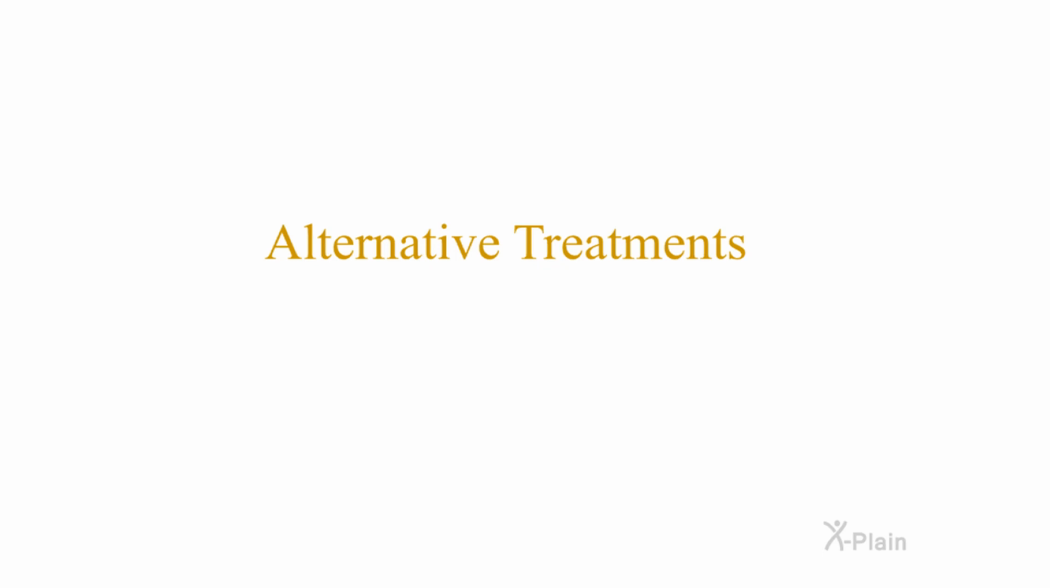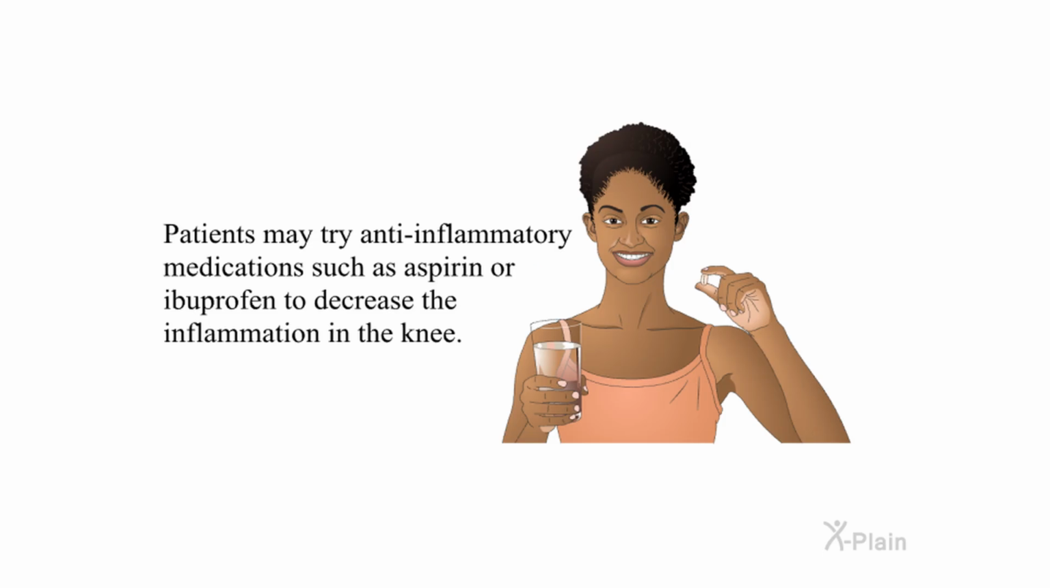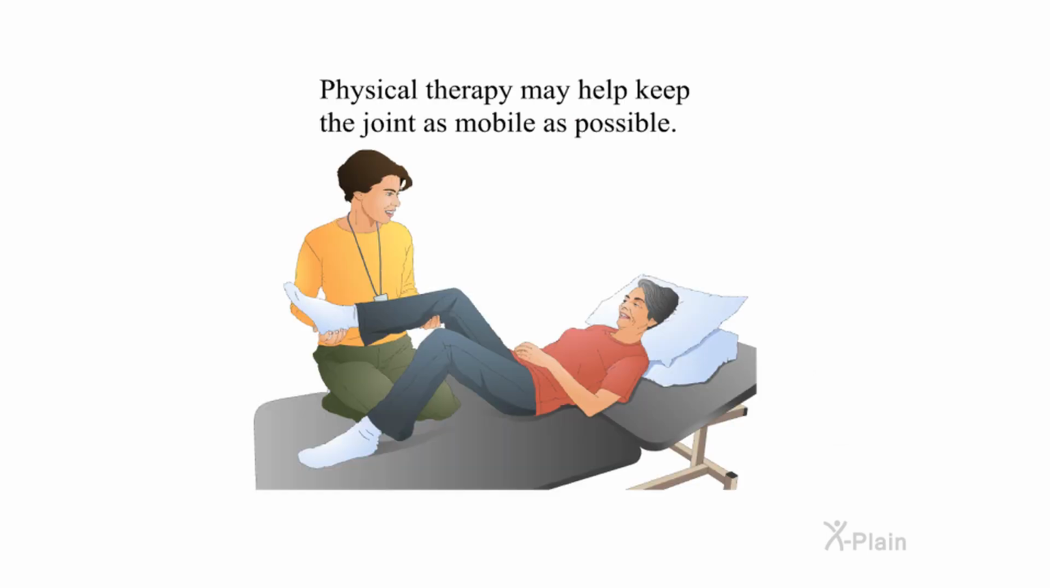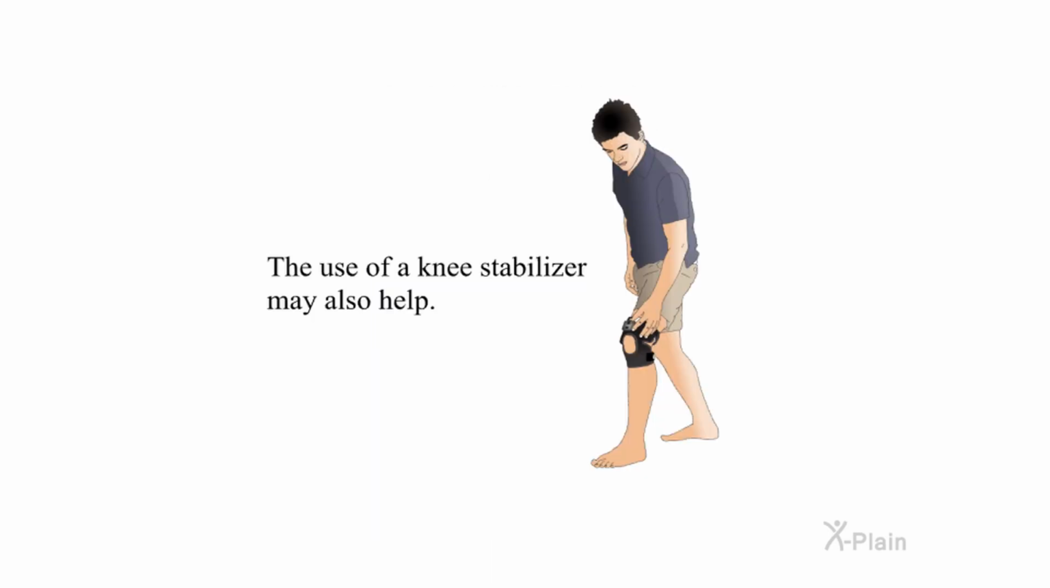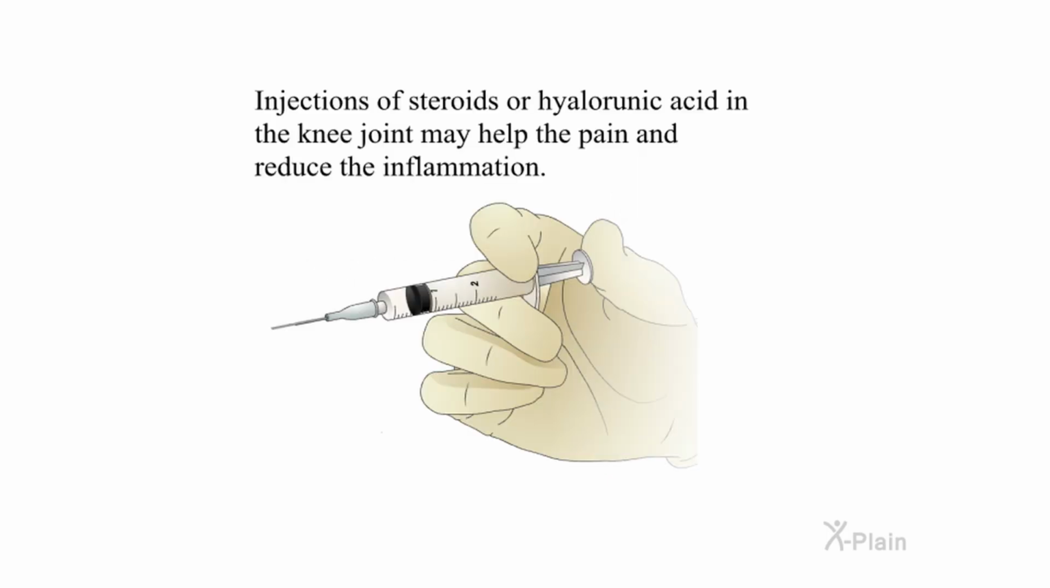Alternative treatments. Patients may try anti-inflammatory medications such as aspirin or ibuprofen to decrease the inflammation in the knee. Physical therapy may help keep the joint as mobile as possible. Physical therapy can also help prevent further injury. The use of a knee stabilizer may also help. Injections of steroids or hyaluronic acid in the knee joint may help the pain and reduce the inflammation.